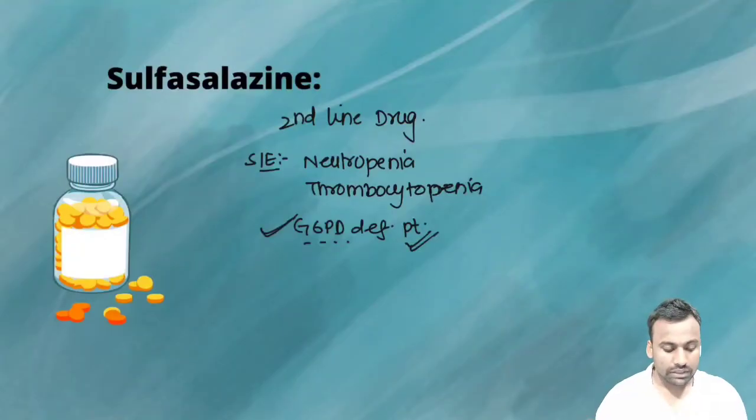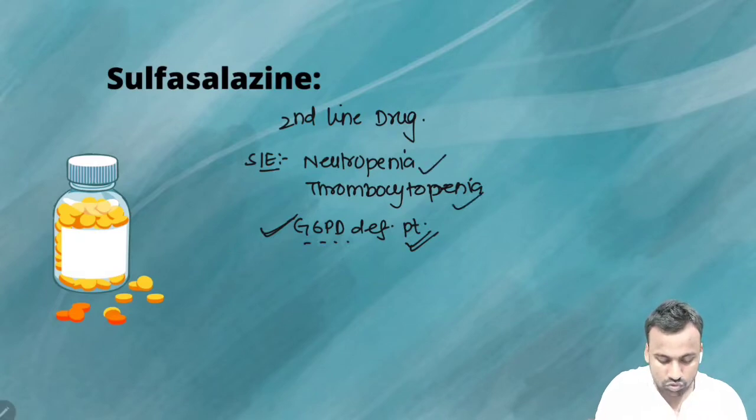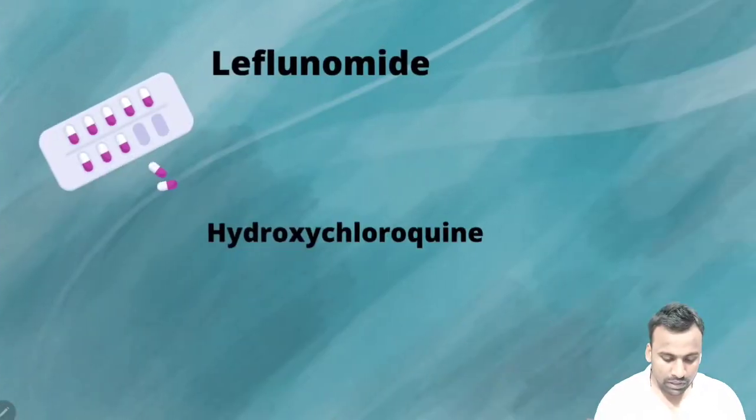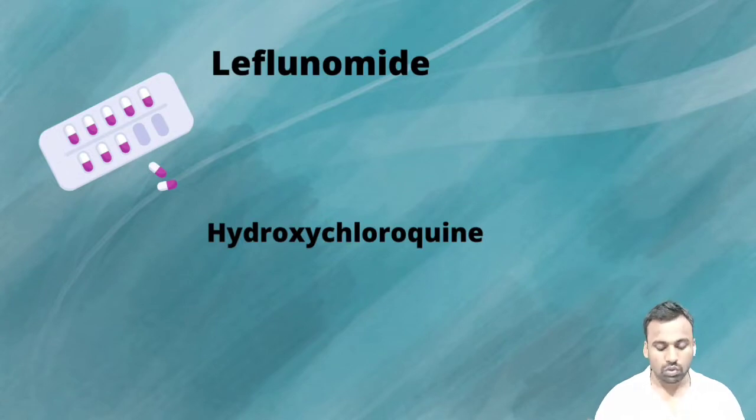Yes, in this, with sulfasalazine, we can see several drugs, the second-line drugs. The main side effects are that the patient can have neutropenia and thrombocytopenia, and we should avoid it in patients like G6PD patients. And in the last part, we can also study leflunomide and hydroxychloroquine.